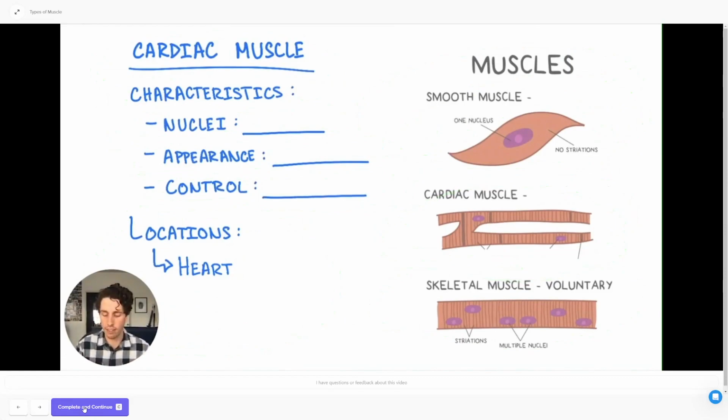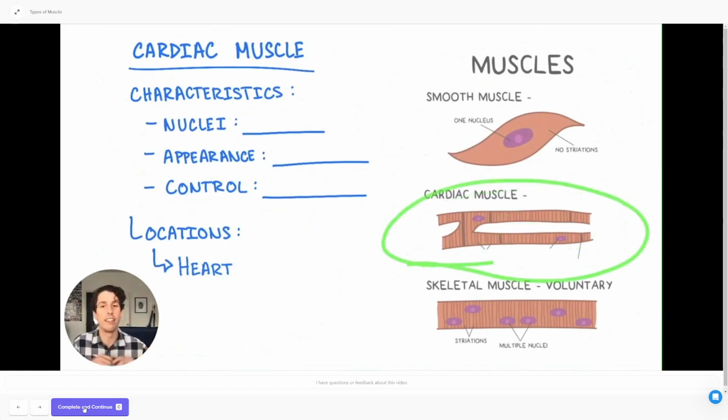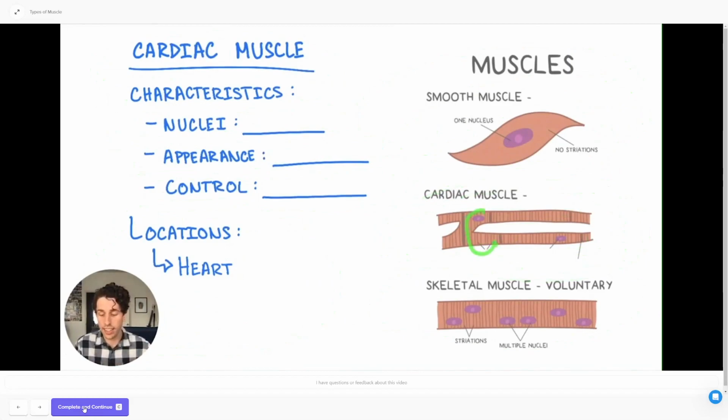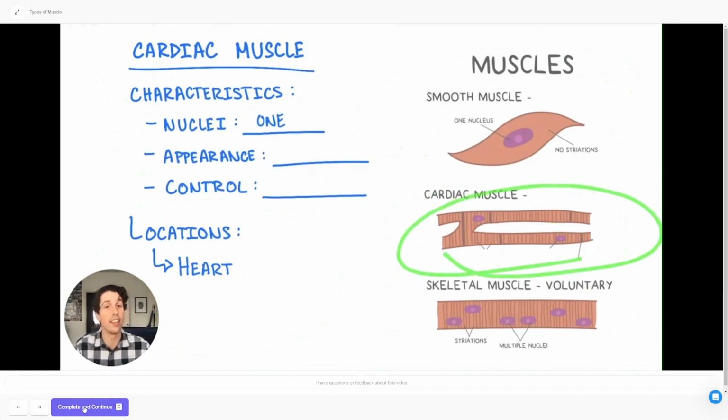So we can see right here, if we look at these individual cells, this would be a cell, this would be a cell, and this would be a cell. This whole thing is more than one cell for this image. So we can see that in these cells, there is just one nucleus. So these also have one nucleus, just as the smooth muscle cells do. And as we can see, the appearance is a little bit different than the smooth muscle as well.